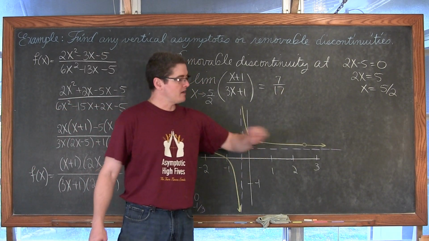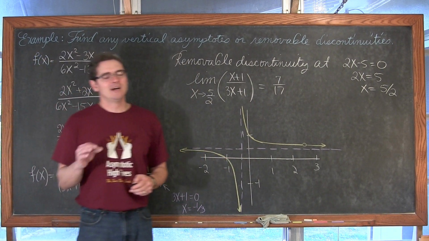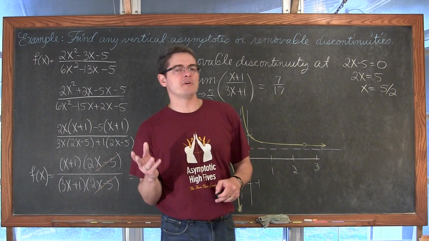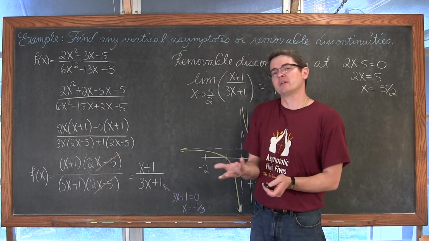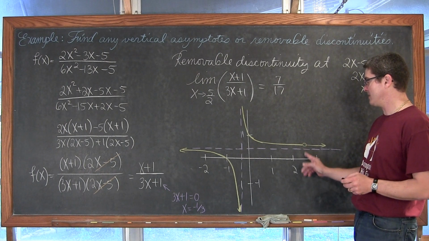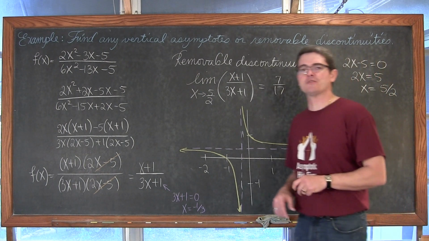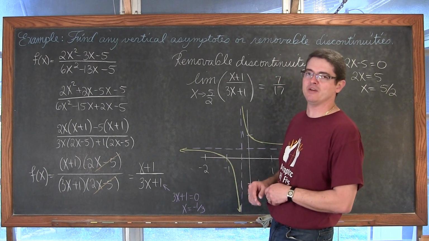5/2, 7/17. A graphing calculator will not show you that hole. You have to know how to find them yourself. You can use the table function of your calculator, but it's still only going to tell you where the hole is if it happens to actually include the x value where the hole is at. Next two examples will involve some trig functions and we'll be done with the video.